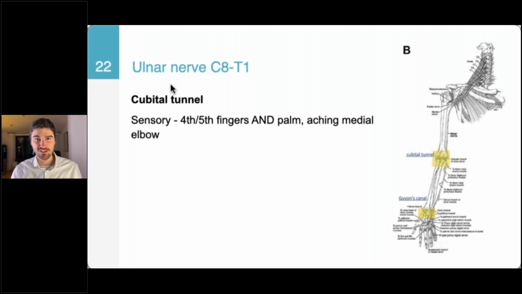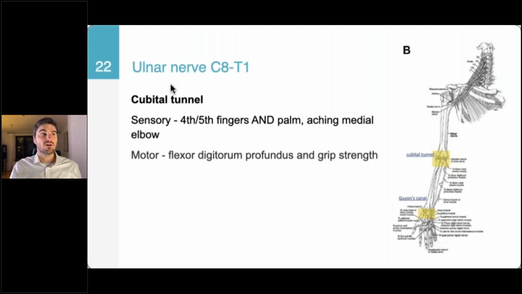So, the cutaneous branch comes off before the synovium, before the wrist. So in cubital tunnel syndrome, the palm and the fingers are going to be numb. They have altered sensation, might have paresthesia at whatever level. We're also going to have weakness of flexor digitorum profundus.